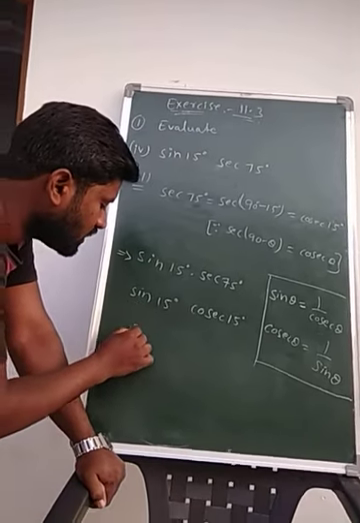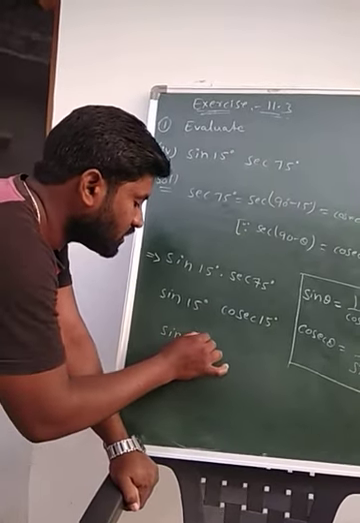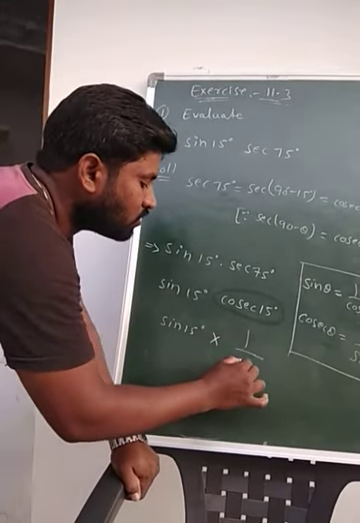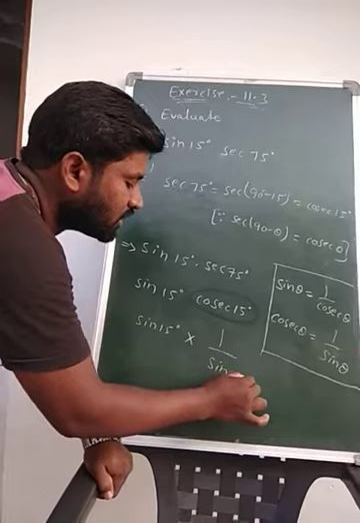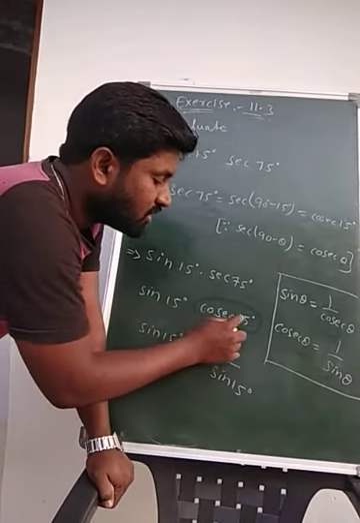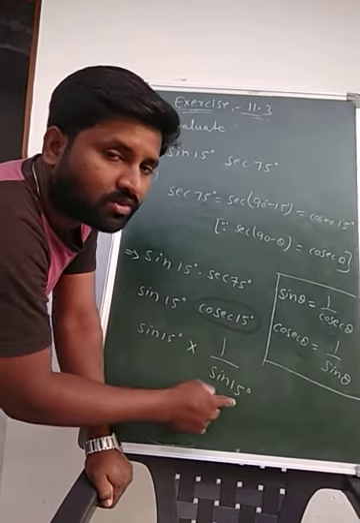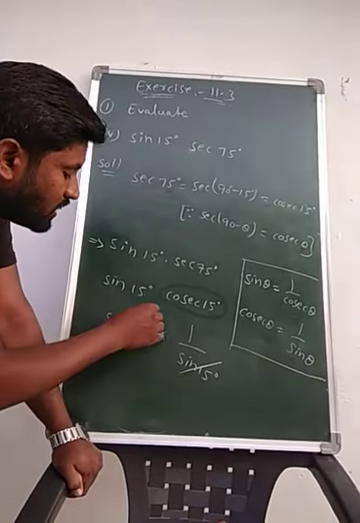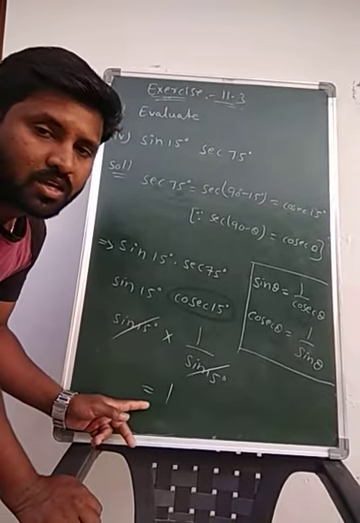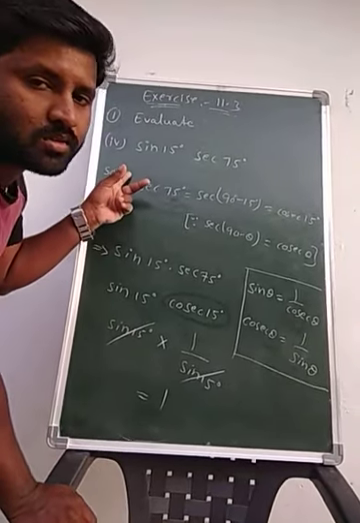Sin 15 degrees into cosec 15 degrees means we can write it as 1 by sin 15 degrees, because cosec theta is 1 by sin theta. That's why cosec 15 degrees is 1 by sin 15 degrees. Now sin 15 degrees cancels, which gives 1. This is the required answer for this question. Okay?